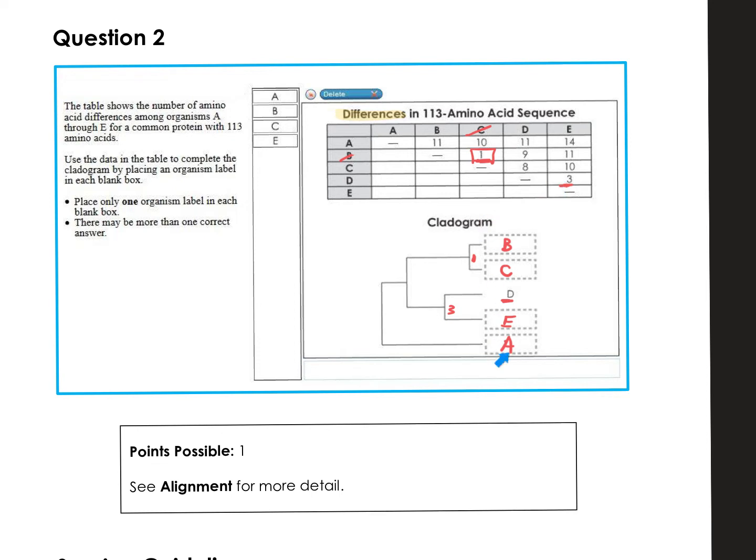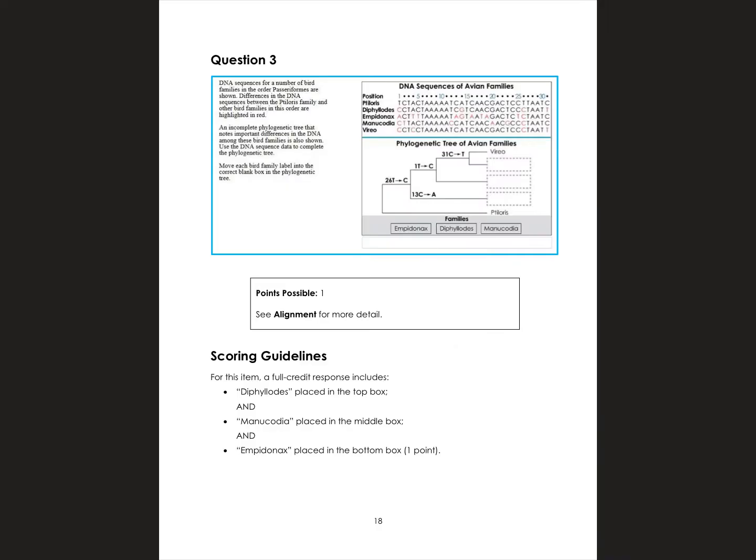So this setup here shows clearly that B and C have a common ancestor recently. D and E have a common ancestor relatively recently. Whereas A and the rest of them have a common ancestor way, way back in the evolutionary history. Okay, so let's take a look at this one.